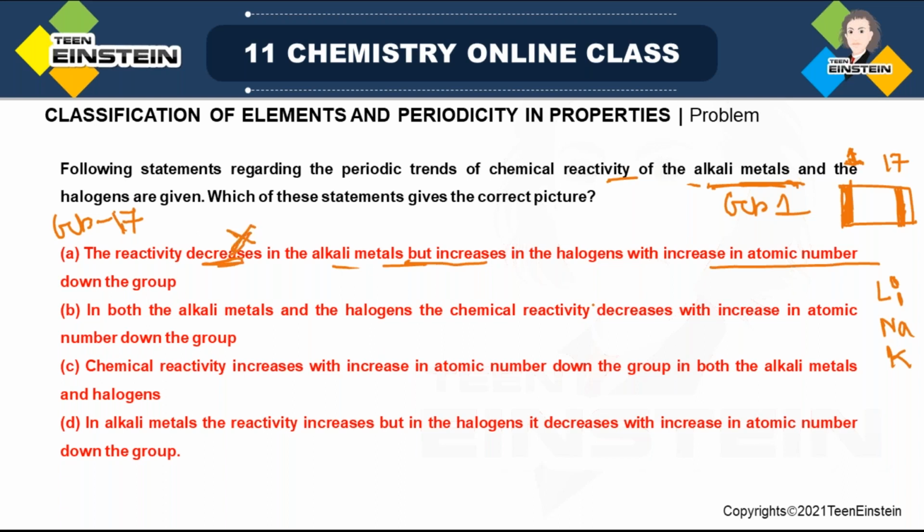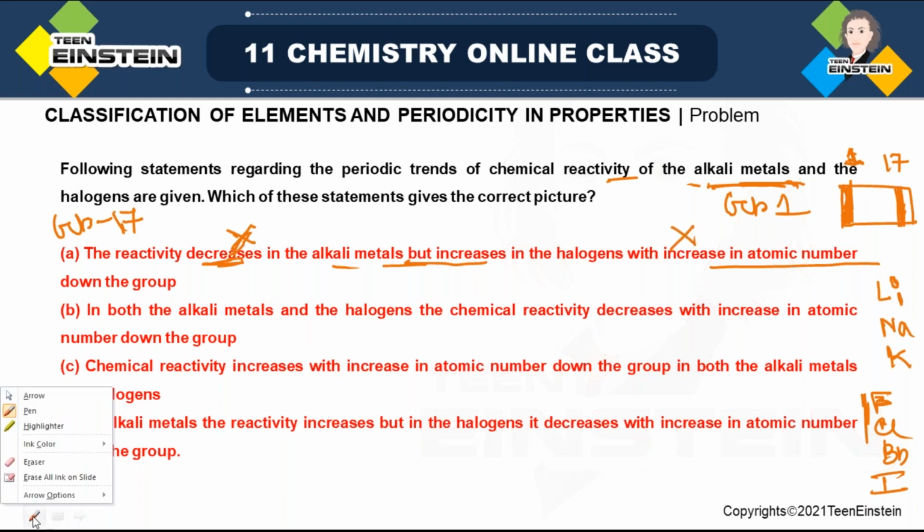But what about the second part of the statement, that it increases in halogens with increase in atomic number? Moving down, you go from F to Cl to Br to I. These are all the halogens. Down the group, electronegativity decreases and non-metallic character also decreases. So the upper elements, F and Cl, will be more reactive compared to Br and I. So down the group, reactivity basically decreases. So this is also not correct.